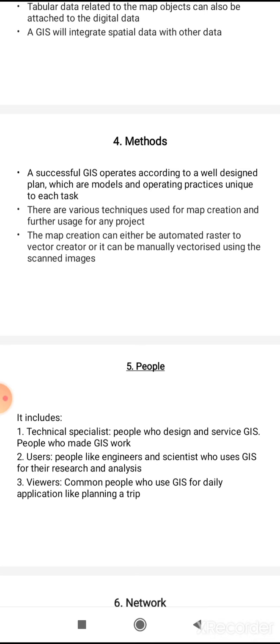Then the third point explains the method adopted for map creation. You will study this later in this module, so you just understand that. For creation of a map we can use the automated raster method, vector creator method, or manually vectorized using scanned images. These are the various techniques which can be used for map creation. The detail of that you will study later in this module.